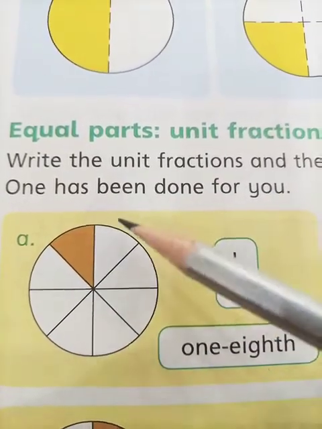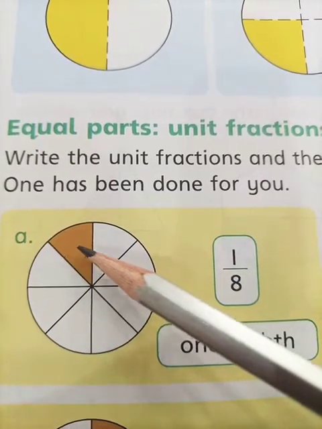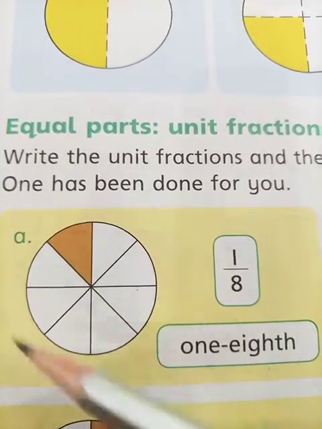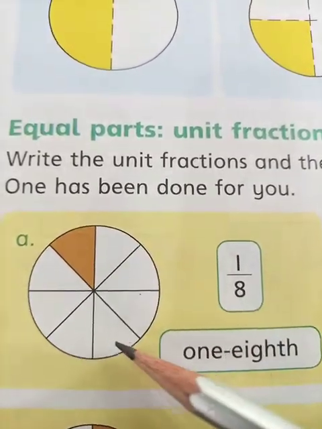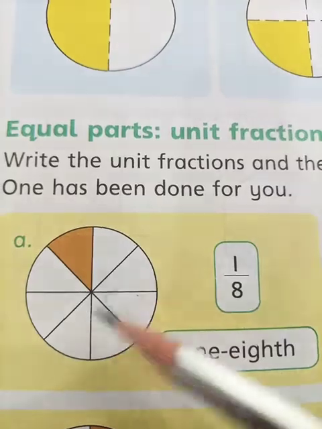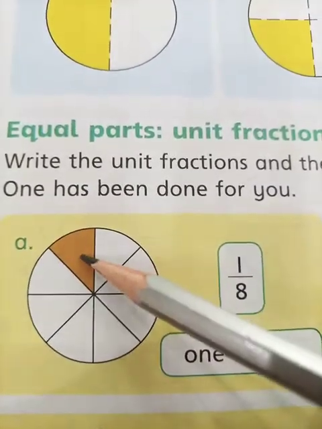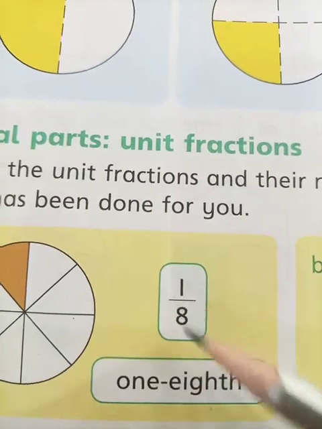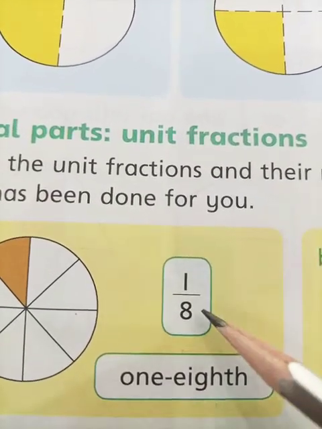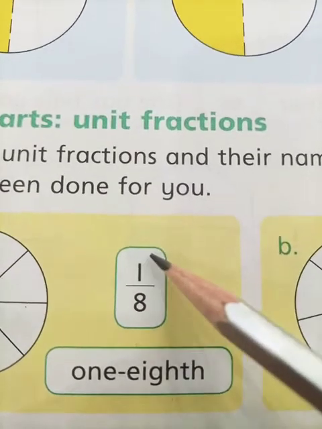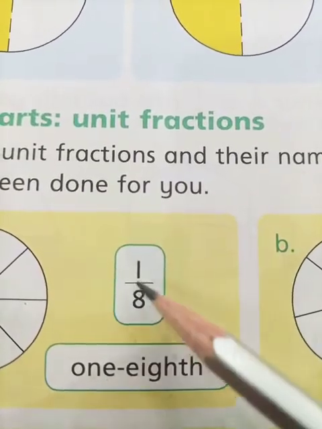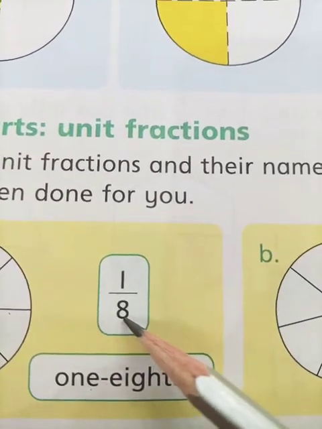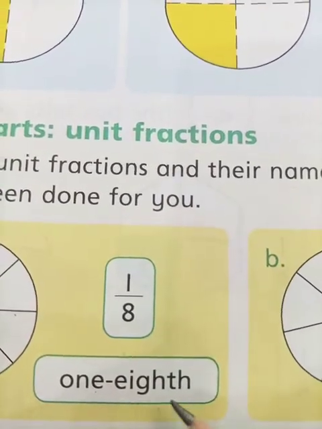Let's count the parts. Starting from this colored part, 1, 2, 3, 4, 5, 6, 7 and 8. In this circle, I have 8 parts. So students, how many parts of the 8 are colored? Only one part is colored, which means 1 out of 8, 1/8. And you can write it in this way: you will write the first digit as 1 with the slash, and write the number below as an ordinal number.